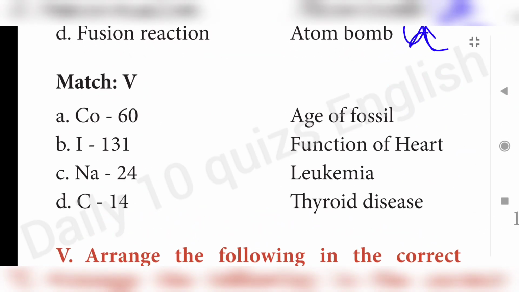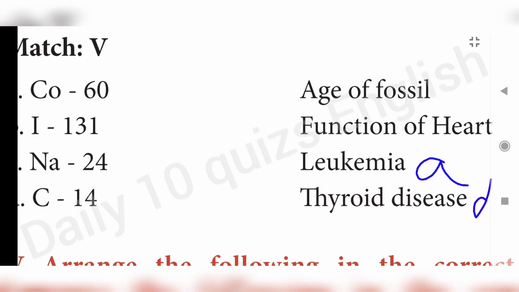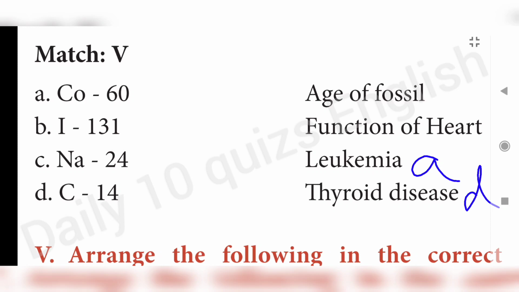Match 5. Co-60 is leukemia. B, I-131 is thyroid disease because it contains iodine. C, Na-24, that is function of heart. D, C-14, that is age of fossil. So the order is D, C, A and B.